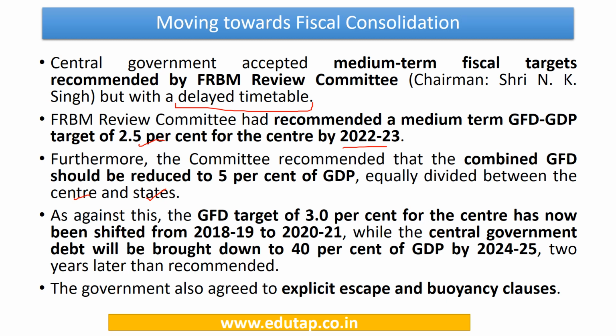As against this, the gross fiscal deficit of 3% for the center has now been shifted to 2021, while the central government debt will be brought down to 40% of the GDP by 2024-25, and there are some other provisions with regard to the escape clause and other clauses in the committee report, and the government has also agreed to those. So the most important point is that the government is committed to achieve these targets but with a delayed timetable. So you should remember all these targets which have been put forth by this N.K. Singh committee.